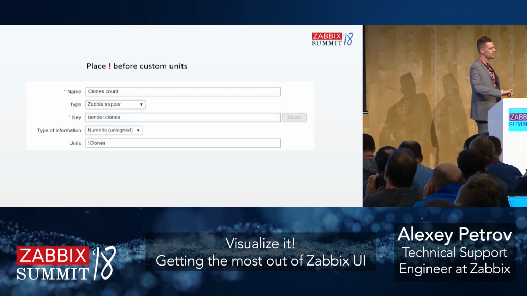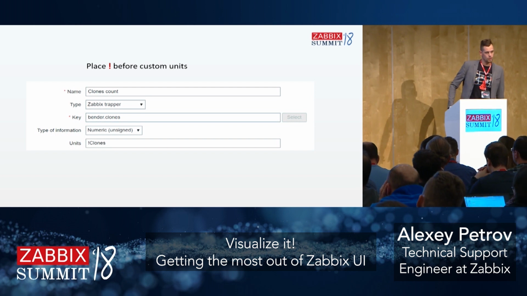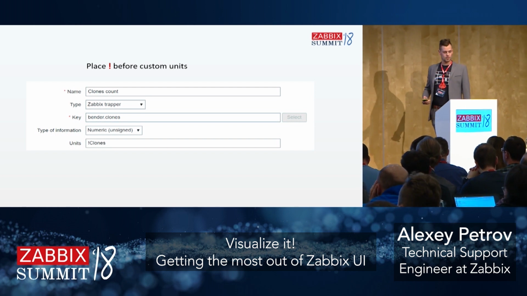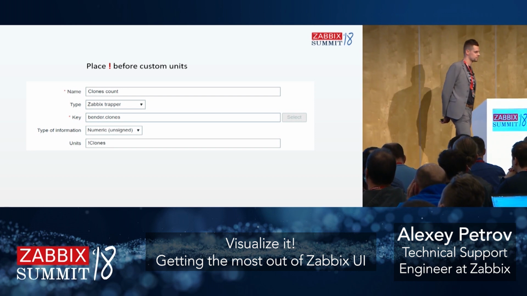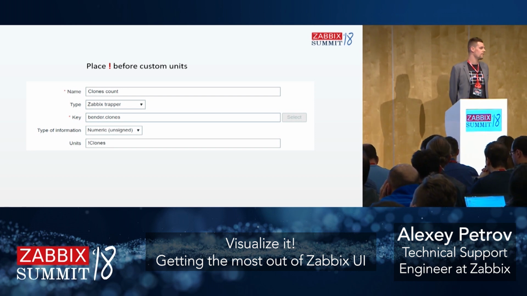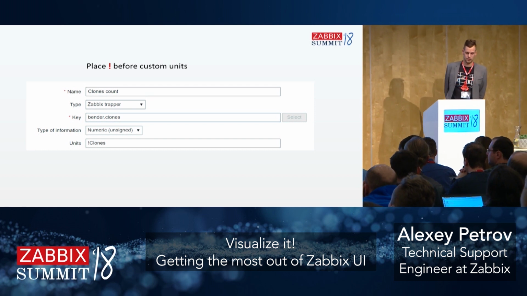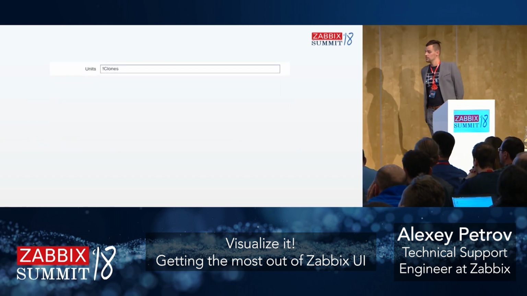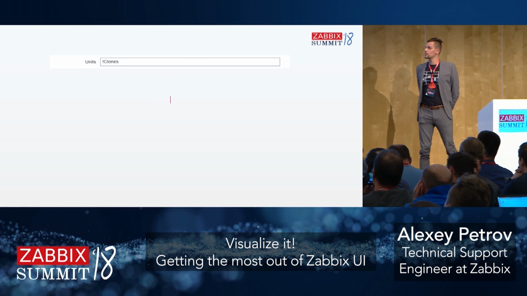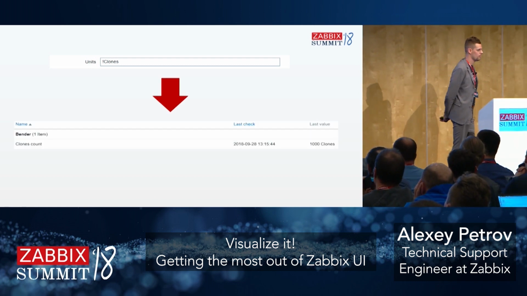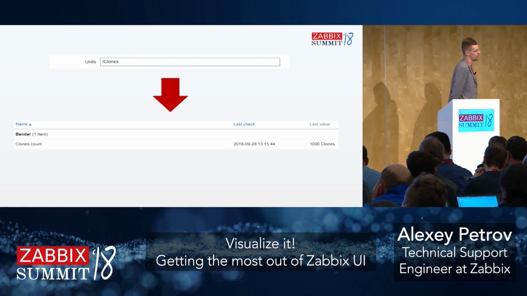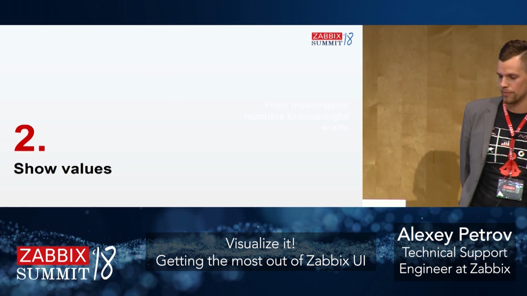So it's very easy, and starting from 4.0, as Alexey already told, just place an exclamation mark right before the units, before your custom unit string, and this will escape the conversion. So if I use the exclamation mark with the clones, it will be 1,000 clones without any kilo or mega.